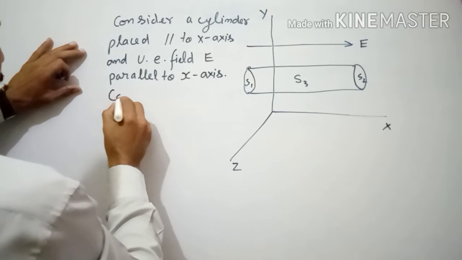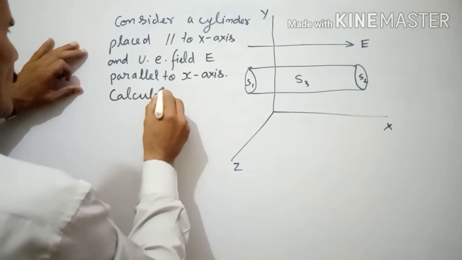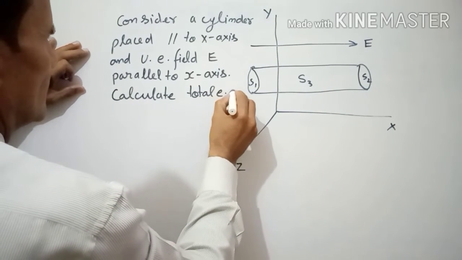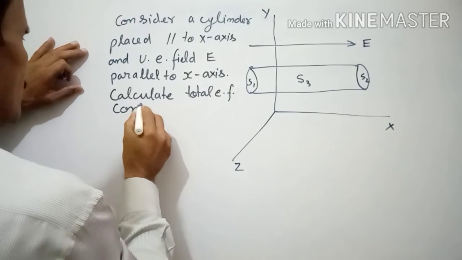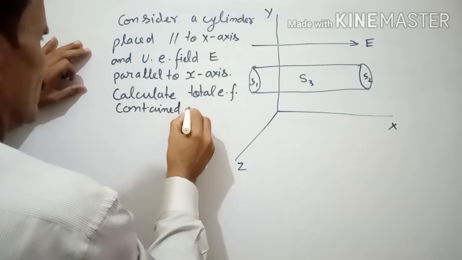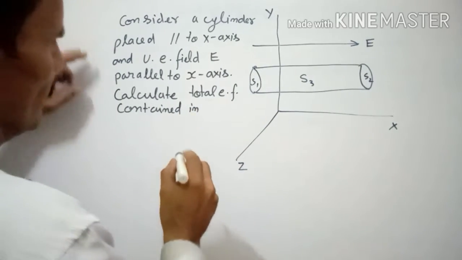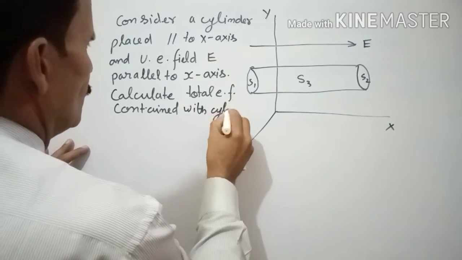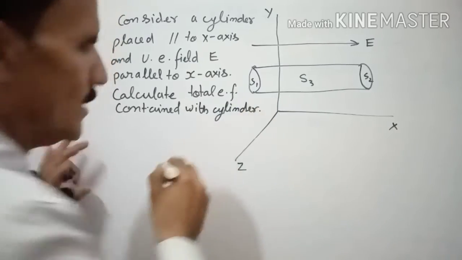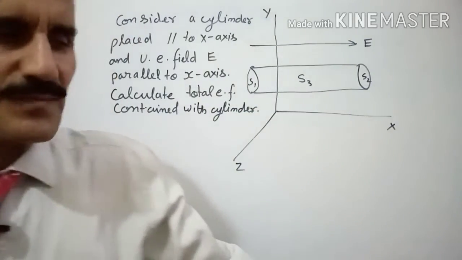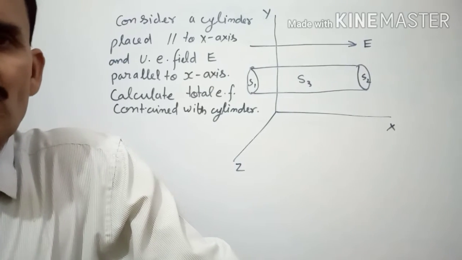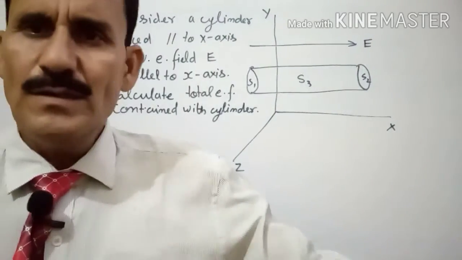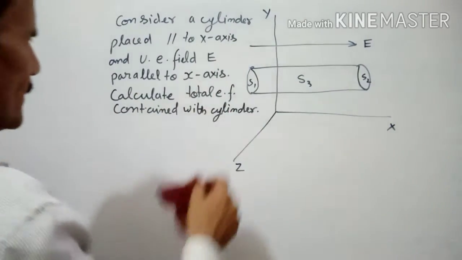Now you have to calculate the total electric flux contained with the cylinder. So you are required to find the total electric flux. Now you know the total electric flux is the sum of the electric fluxes of all the surfaces.